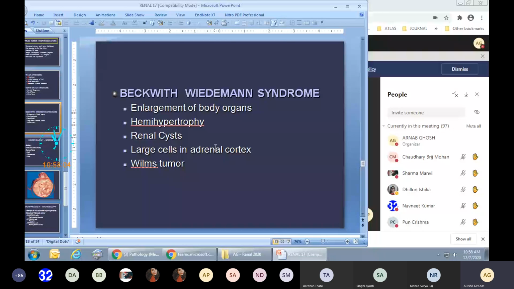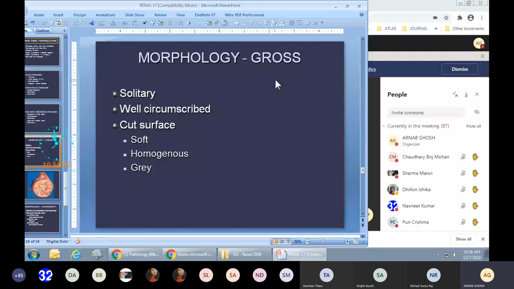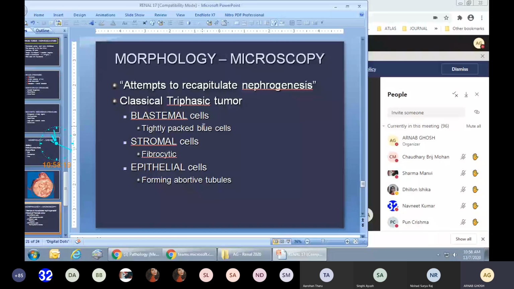Morphology: a solitary, circumscribed tumor, and the most important thing is the cut surface is homogeneous. We don't see any hemorrhage or necrosis. And under morphology, first thing is the tumor cells show attempts to recapitulate nephrogenesis. This line sounds a little difficult to remember, but you have to remember this language. And 3 types of cells, that's why we call it a triphasic tumor. 3 types of cells: blastemal cells, stromal cells, epithelial cells.